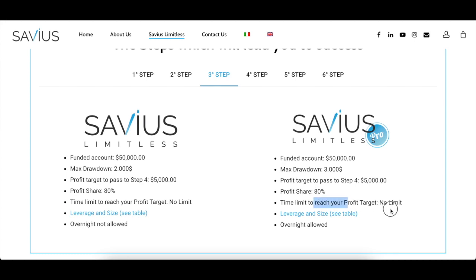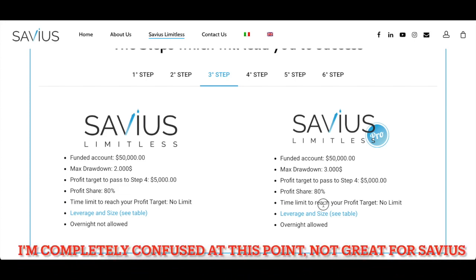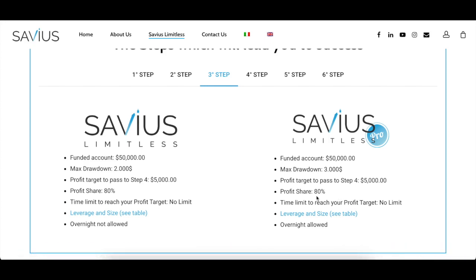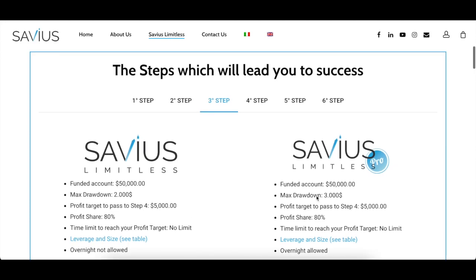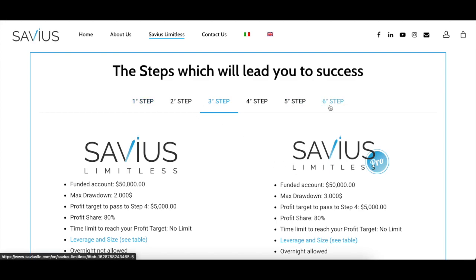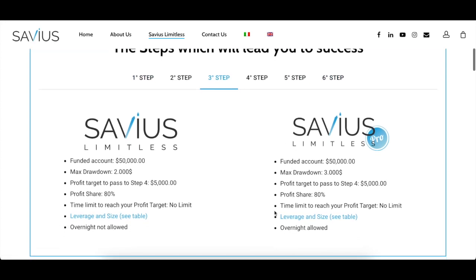There's no limit on reaching the target, and there's no time limit to reach a profit target, so you don't have to do it in a month. At this point, honestly, and sorry guys, I'm going through this the same way you would be, trying to figure this out. I will say they could definitely make this a little more clear, some type of infographic. When I first looked at their site, it looked like there were 6 steps before you'd be funded. At this point, it looks like you complete steps 1 and 2, you move on to step 3, you are in a funded account and you get a profit share of 80%.